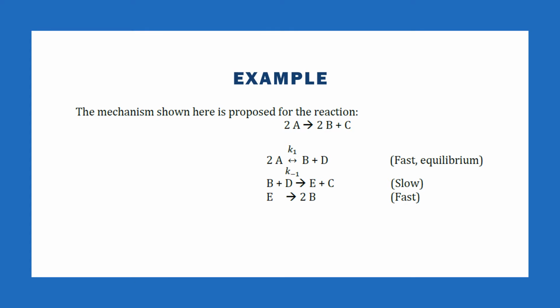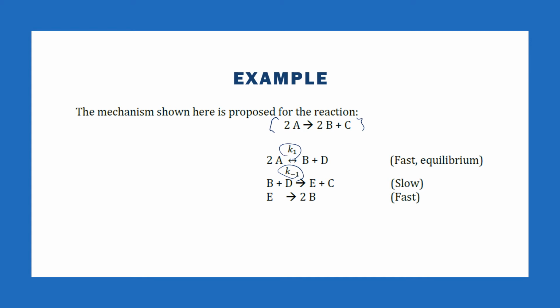So again, it's just the slow step plus everything before the slow step. So here's another example. They give us the overall reaction. And then they have, this is a 3-step reaction. The first step is a fast equilibrium reaction. It's just the double arrow, okay? And they're showing us that there's 2 rate constants here. There's a rate constant for the forward reaction and a rate constant for the reverse reaction.